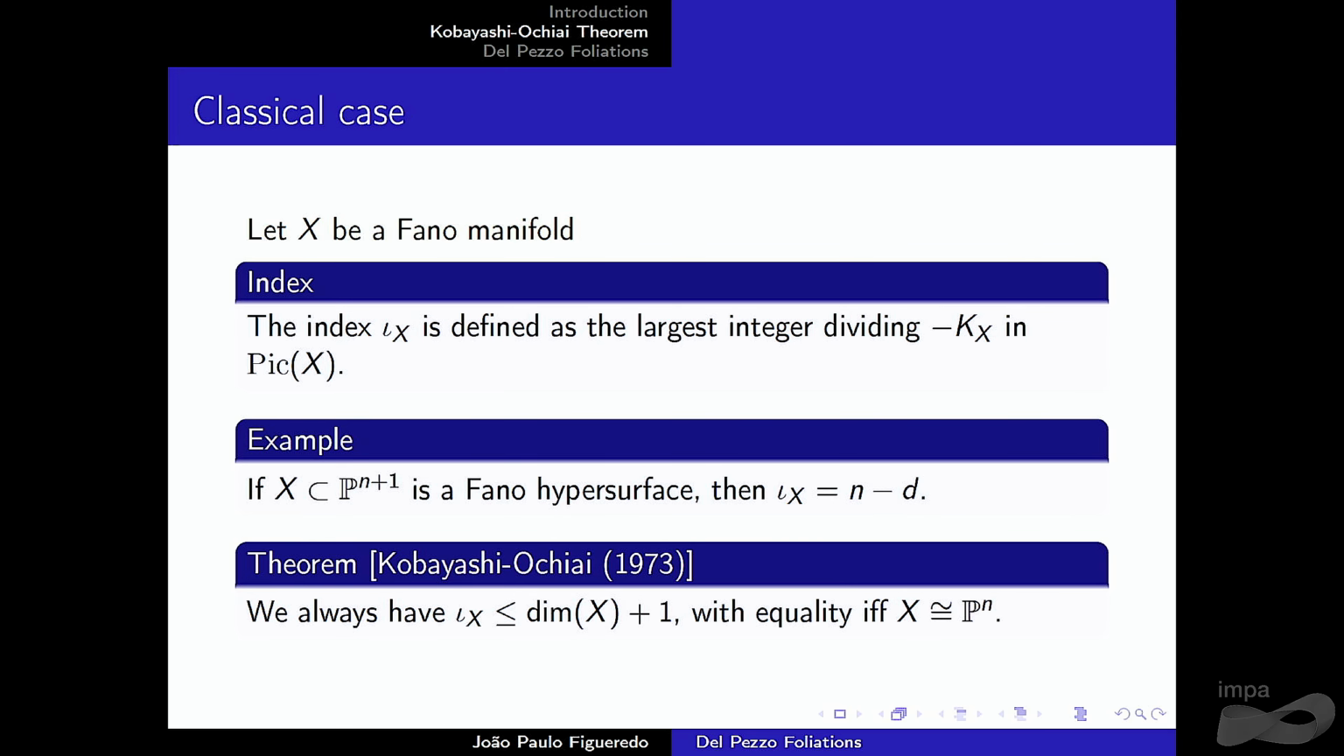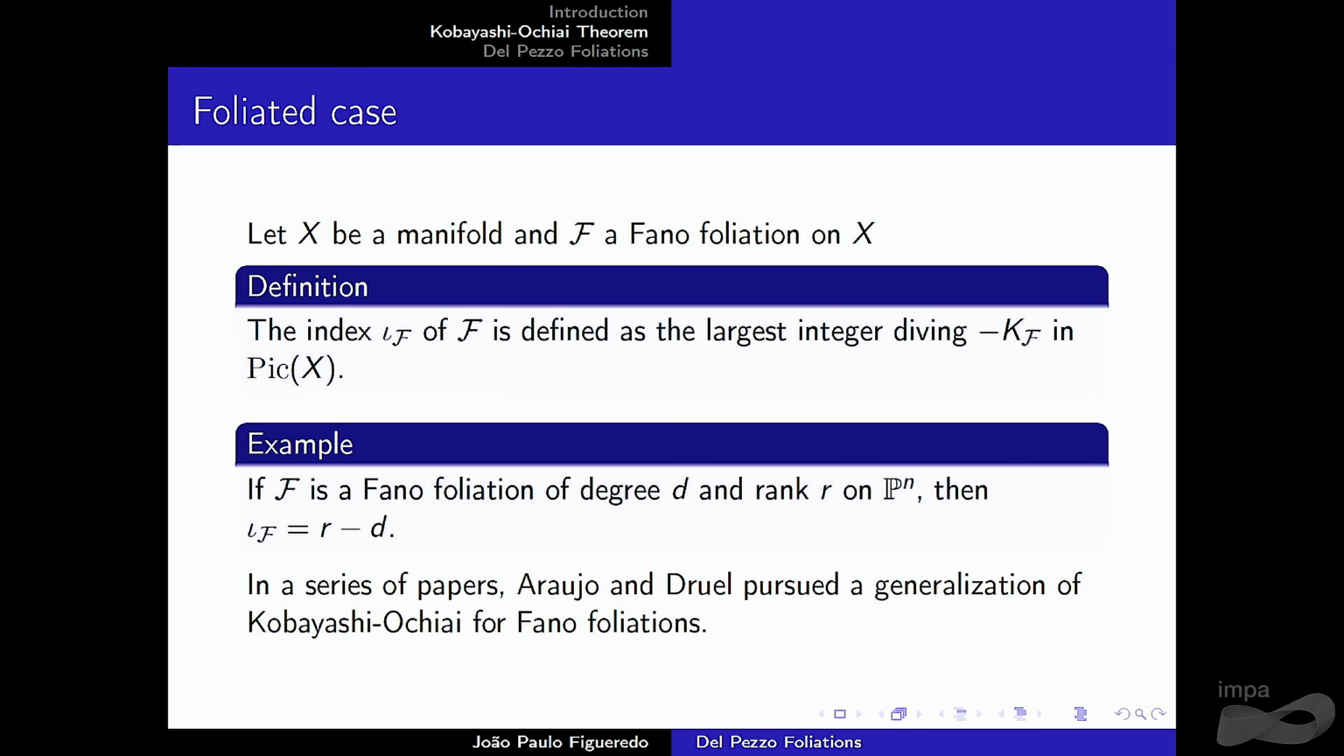Okay? So it's natural to make the same definitions for Fano foliations. So if you consider a Fano foliation F, we can define the index of F as the largest integer dividing minus K_F in Pic(X). And for instance, if you consider a Fano foliation of degree d and rank r on the projective space, it's easy to see that the index of F is r minus d. All right?